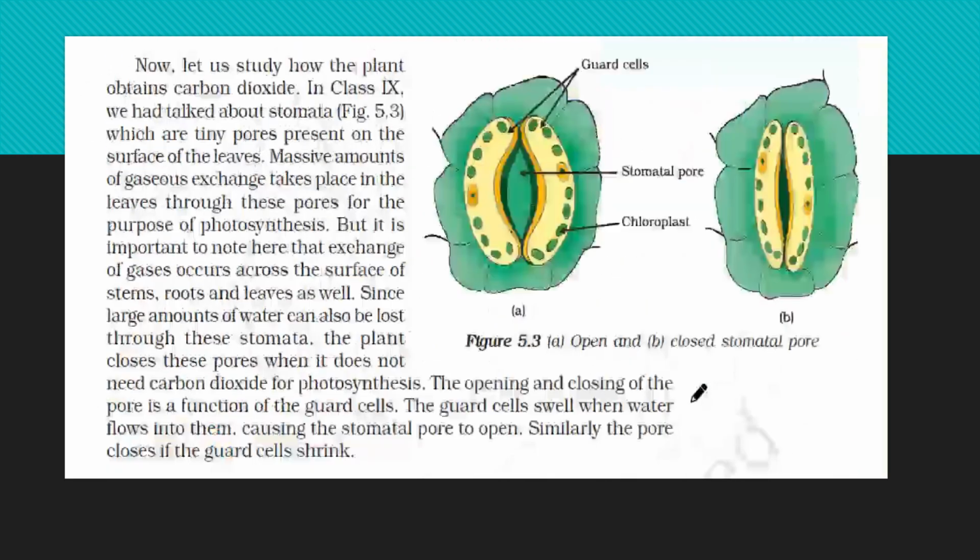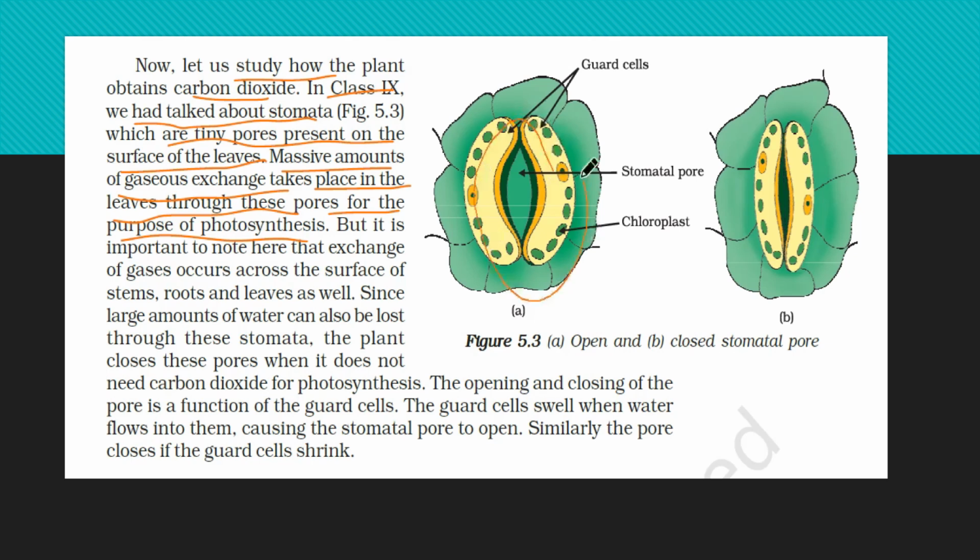Now let us study how the plant obtains carbon dioxide. In class 9, we have already talked about the stomata, which are tiny pores present on the surface of the leaves. They are present mainly in the lower epidermis of the leaf. Massive amounts of gaseous exchange take place in the leaves through these pores for the purpose of photosynthesis. So what are these? These are stomata.